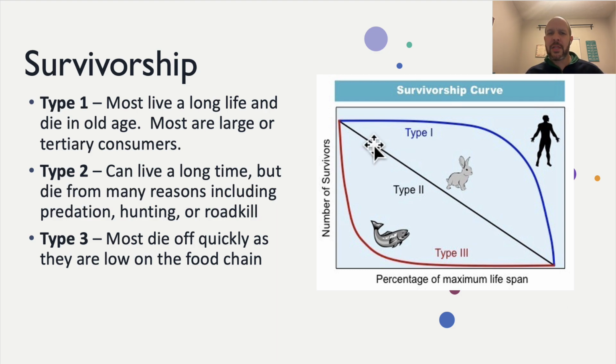And then there's type 2. You don't really need to know type 2 for this class and for the test, but type 2 would be a type of species that has a sort of consistent death rate throughout its life. And generally, those animals fall into middle-sized animals that aren't going to be killed a ton when they're young, but they are killed throughout their lifetime by either predators or by cars or hunting. And so, like a bunny would fall in there. But the questions that pertain to survivorship on the test will be really focused on type 1 and type 3.